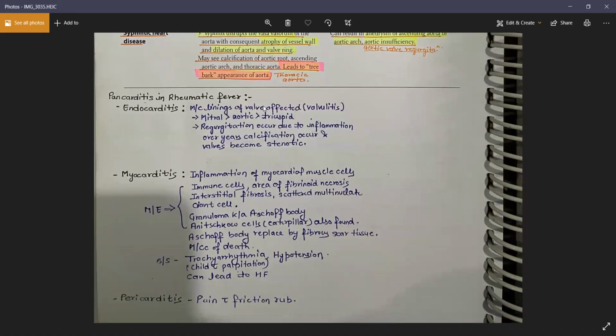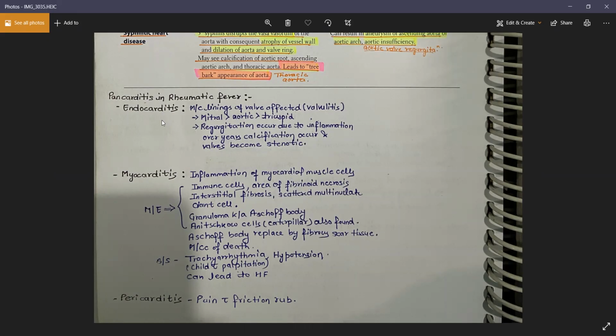Like we have discussed, there is a pancarditis in case of rheumatic fever, which means all the layers of the heart will be inflamed. First, there will be the endocarditis. Similar to the endocarditis we have discussed previously, the patient will have a fever, the patient will have a regurgitation. At the acute onset, at the time of symptoms, the patient will have the regurgitation.